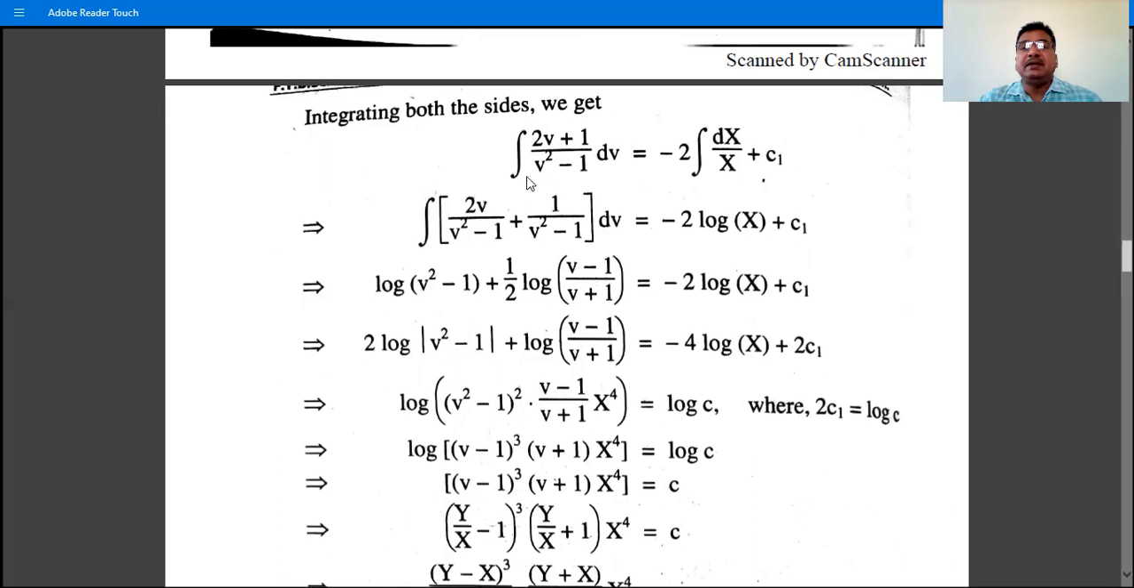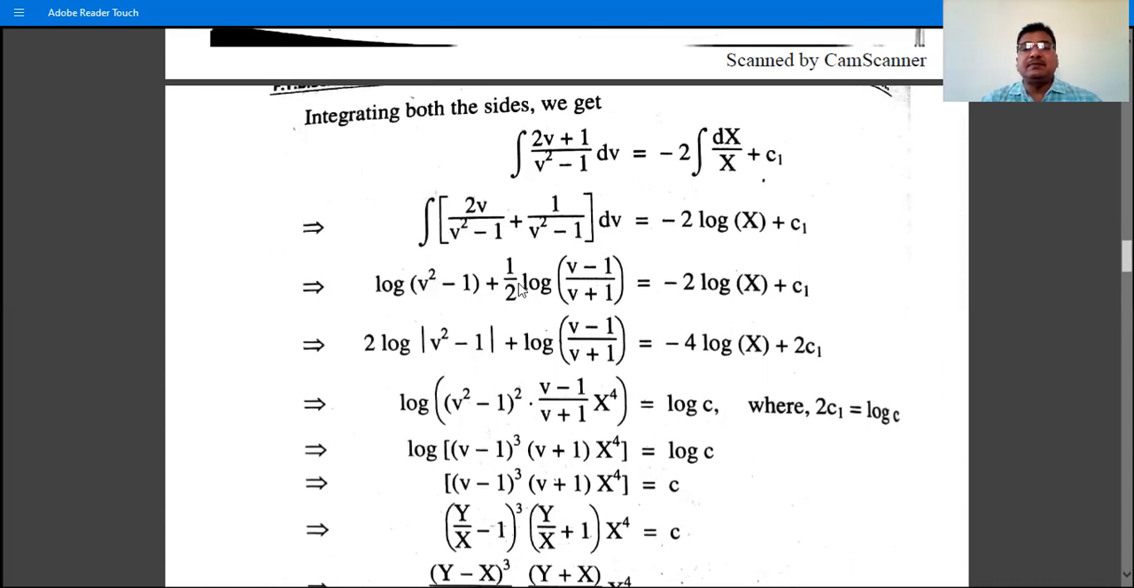2v plus 1 divided by v square minus 1, integration by partial fractions, that is, obtain the partial fractions and then solve. Or directly divide v square minus 1 to separate this 2v and 1, and then integration of 1 by x is log x. And then the derivative of v square minus 1 is 2v. So by using the rule integration f dash x divided by fx, answer is what? Log fx.